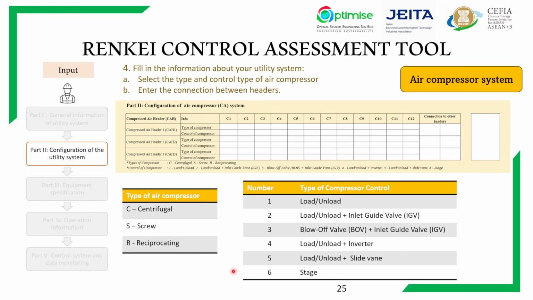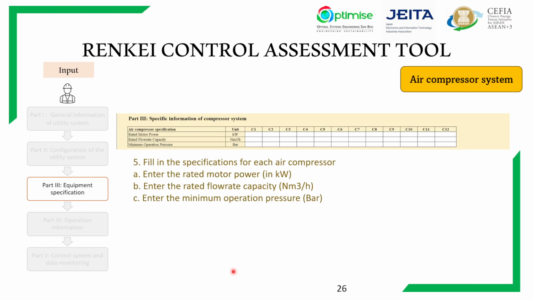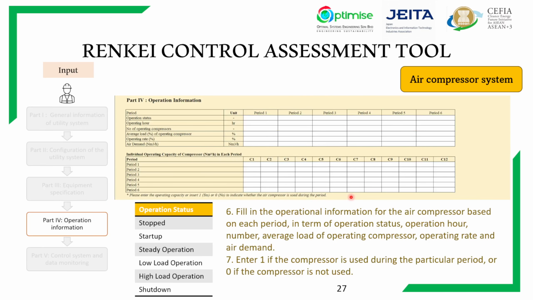Next, the equipment specification. Just like the boiler, but here you need to specify the design specification of your air compressor in terms of the rated motor power, the rated flow rate capacity in this unit, and then the minimum operation pressure. Please use the unit shown here. And then the next part would be the operation information of the compressor.